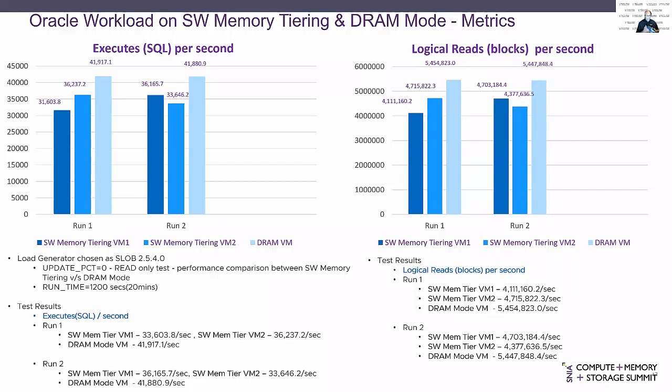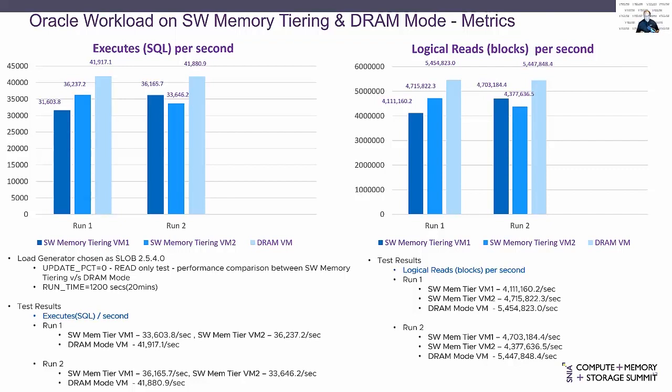If we look at run 1, if we take the aggregate of virtual machine 1 and virtual machine 2 on the software memory tiering server, we see it's to the tune of around 69K per second.